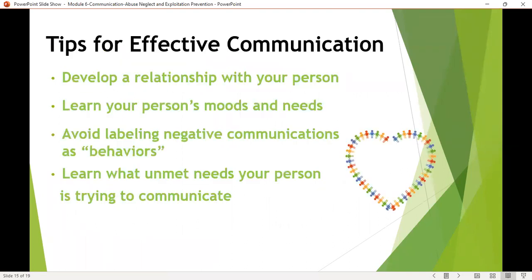We can all benefit from learning to become more effective communicators. The following are some helpful tips to assist with communicating with your person. Develop a relationship with your person. Learn your person's moods and needs. Avoid labeling negative communications as behaviors. Learn what unmet needs your person is trying to communicate to you.